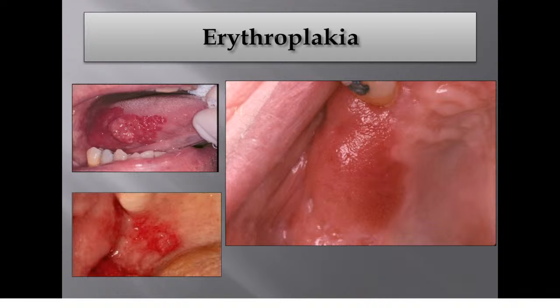It mainly occurs in the middle-aged and the elderly. The male gender is most frequently affected. Most solitary lesions occur on the surface of any part of the oral cavity, but the most commonly affected areas are the soft palate, hard palate, floor of the mouth, and the buccal mucosa. Treatment is the same as for leukoplakia.